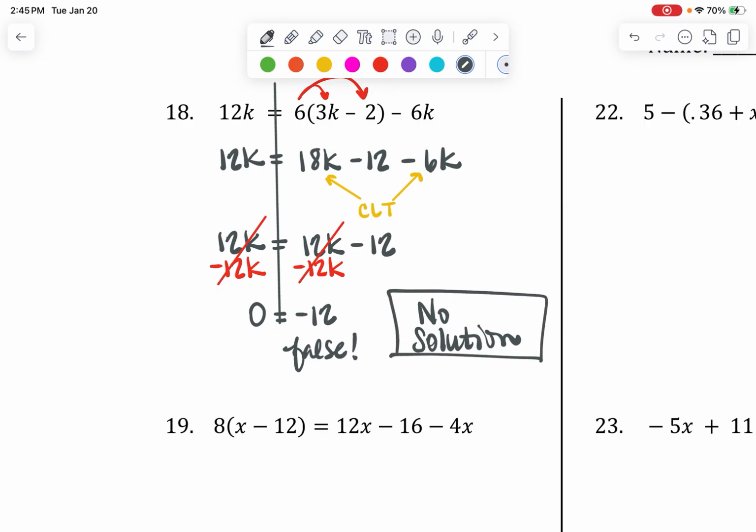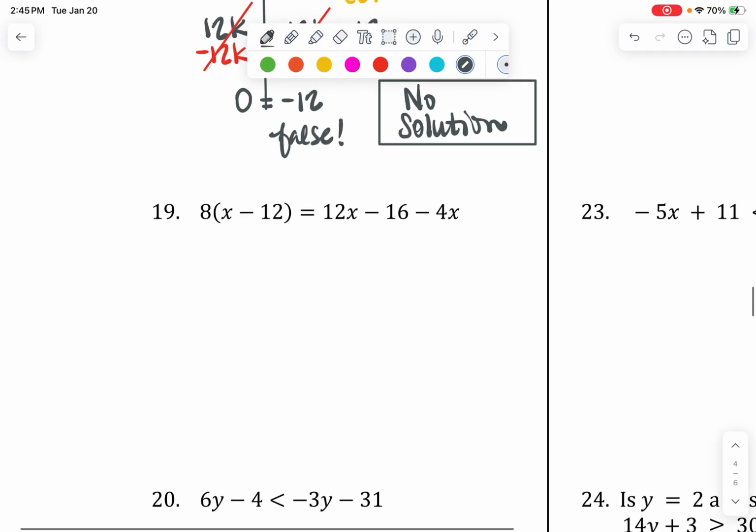Please don't just write false on the test. I'll take off a couple points for not actually telling me that it has no solution and what false actually means. Okay. All right, number 19.